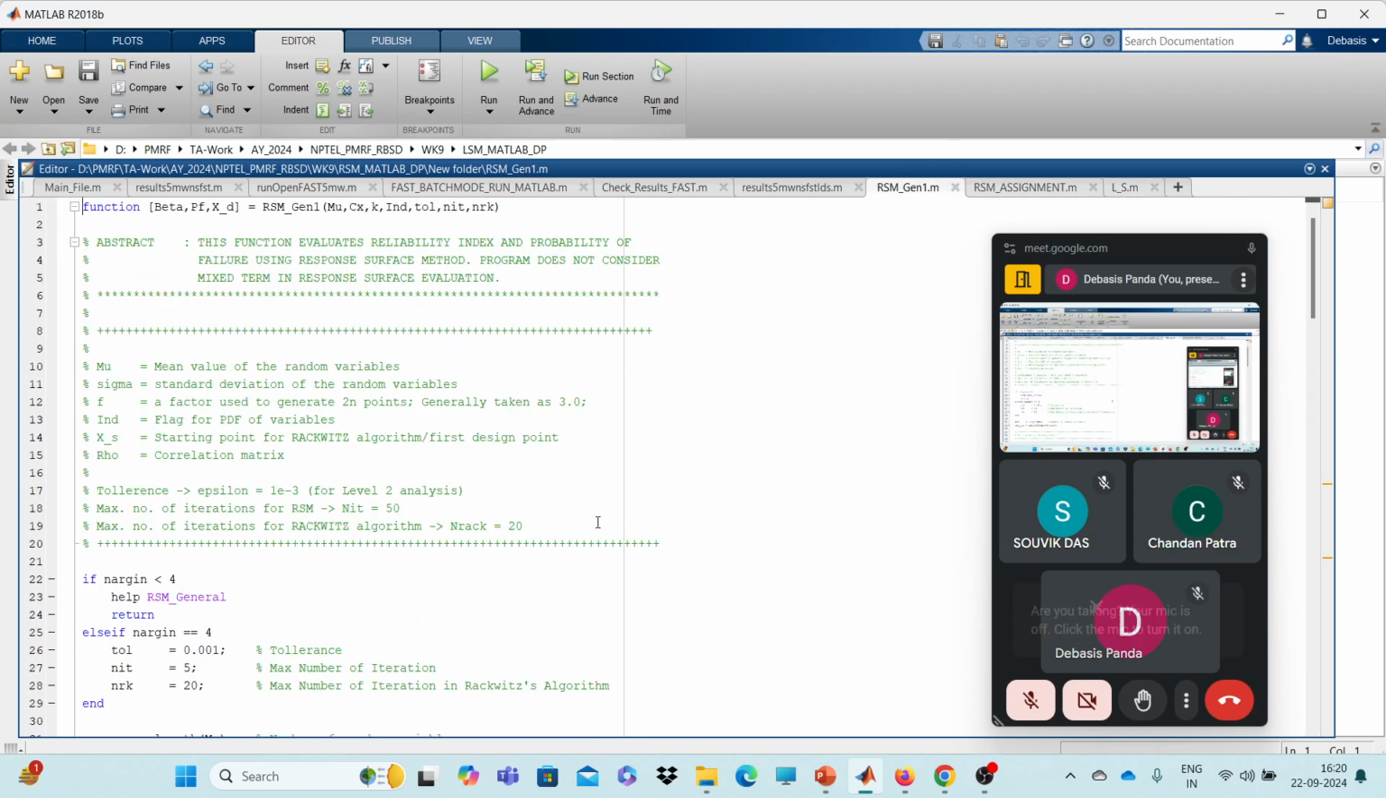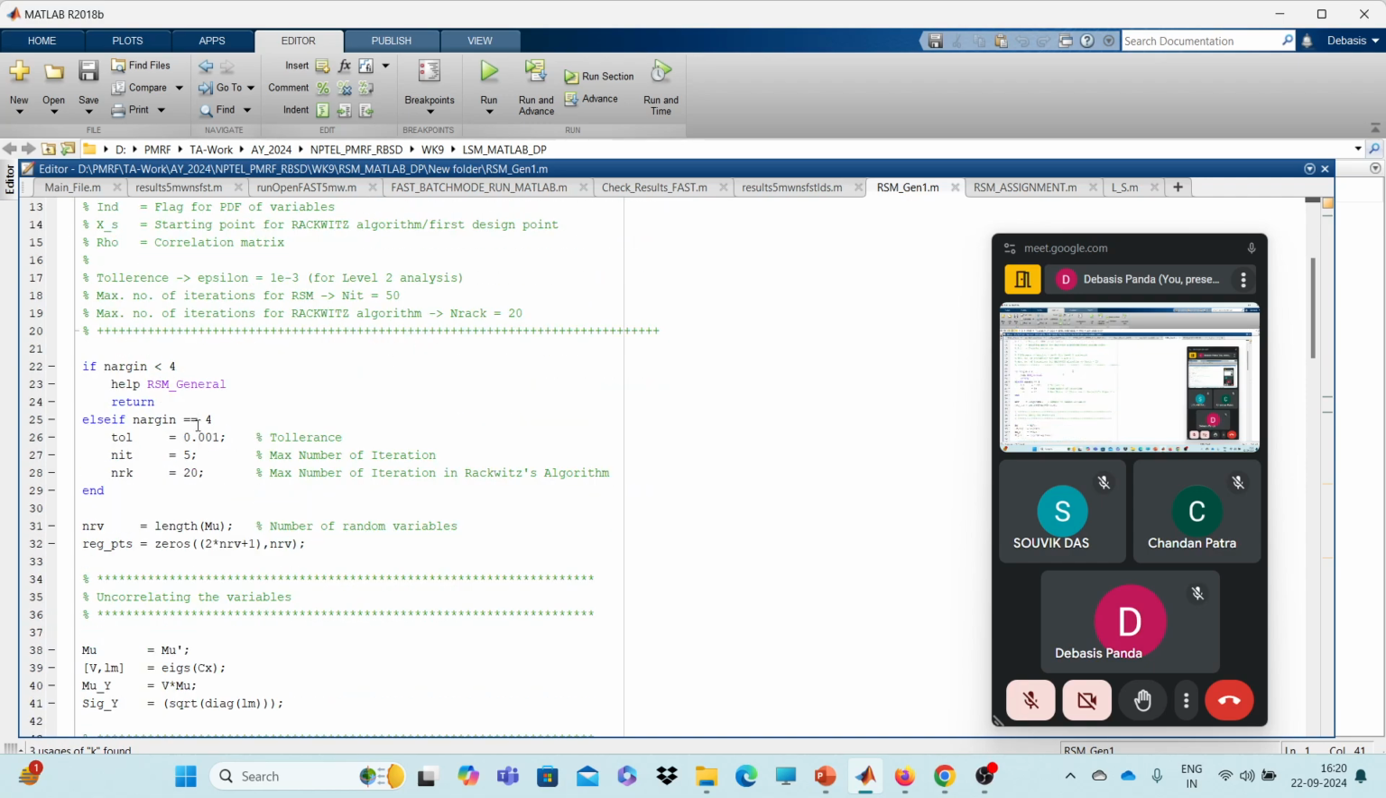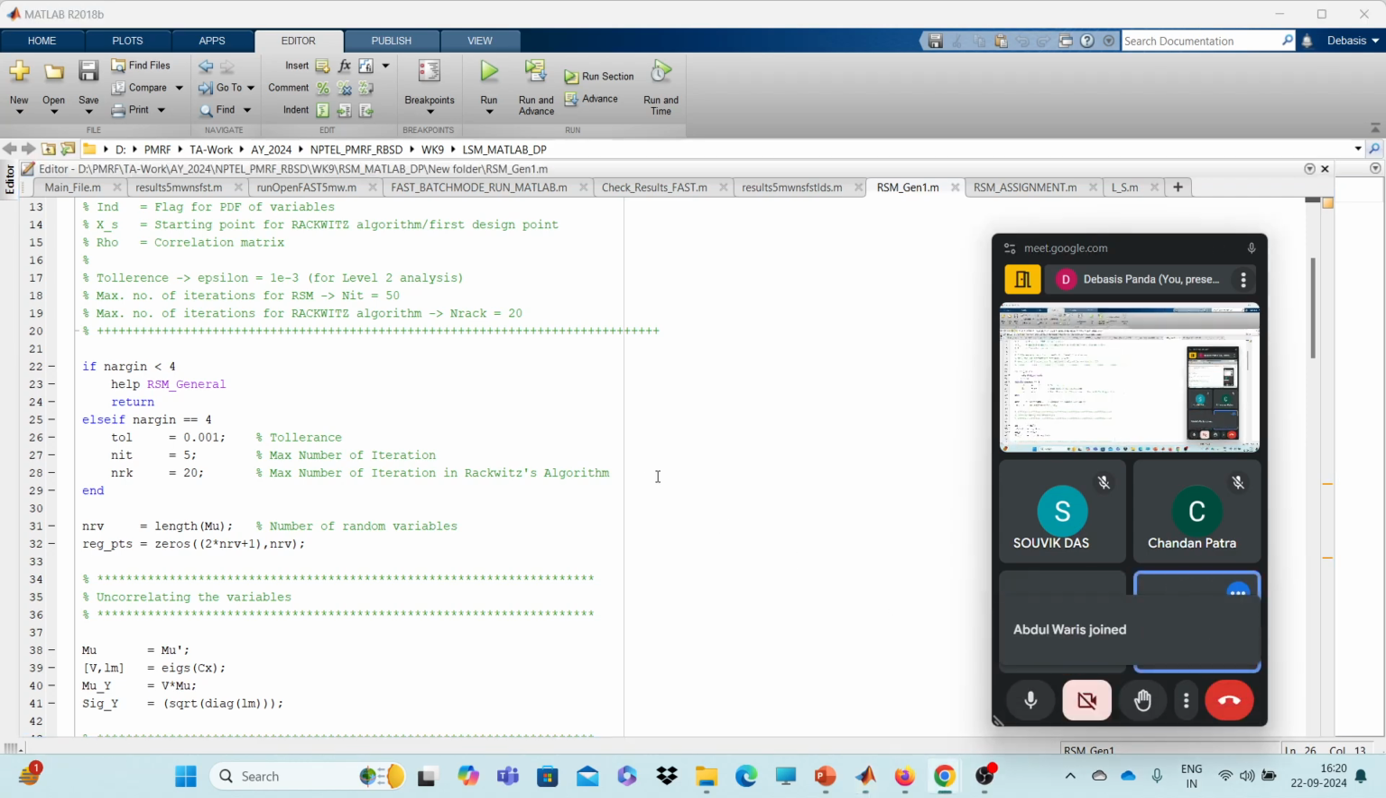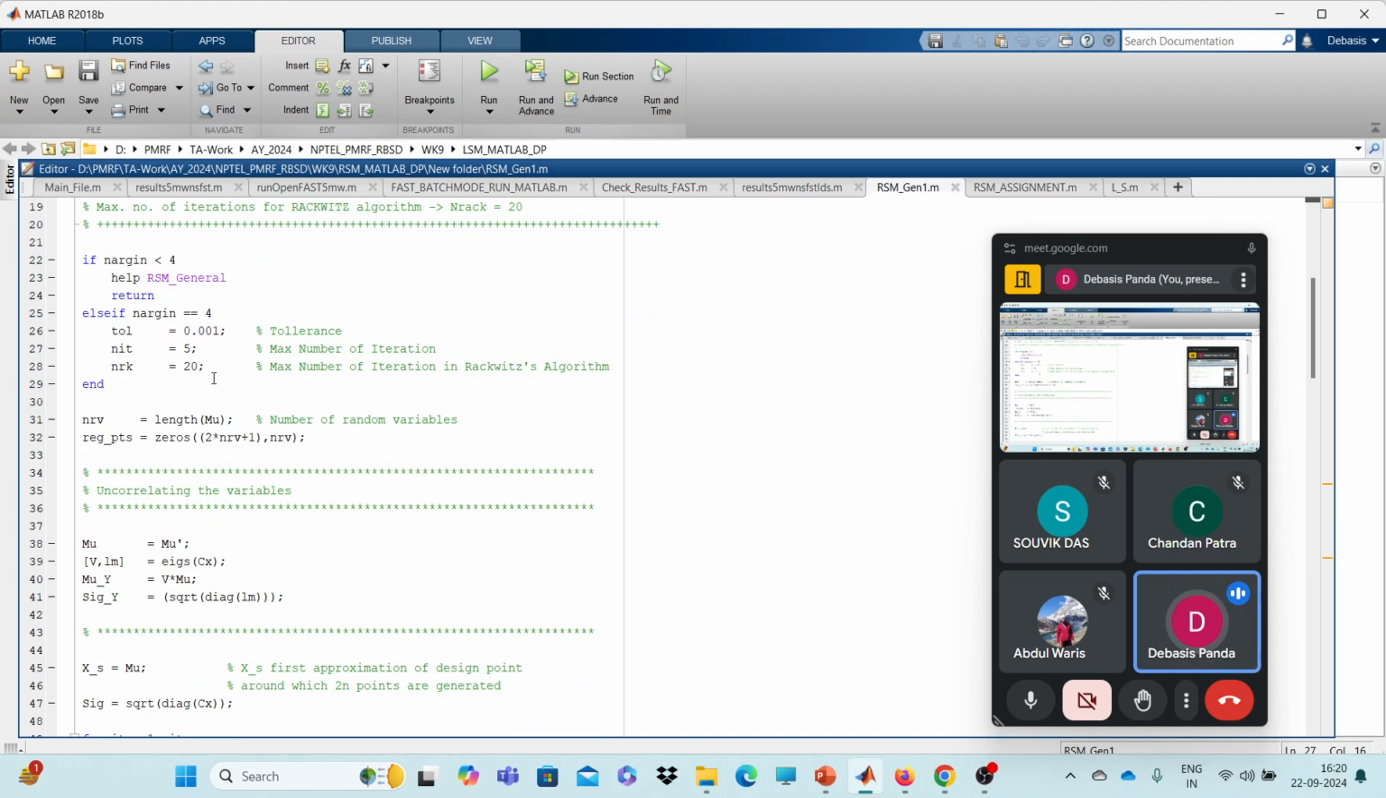Okay, so this is the function file for the response surface method, general. You need to give the inputs mu, sigma, k. First, what do we need to define? First, the tolerance. You can define the number of iterations, and also the number of iterations you need in the requisite algorithm, because we have already seen that once we have formulated the response surface, we need to perform the requisite algorithm and all these things.